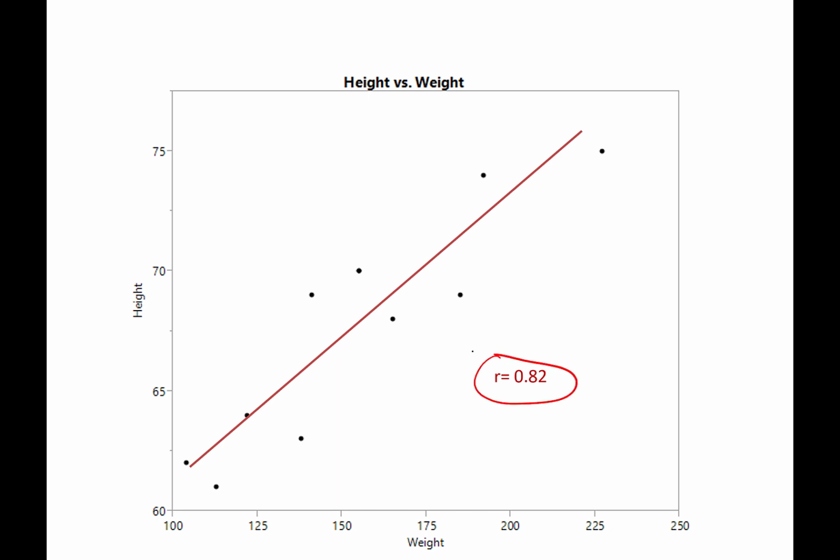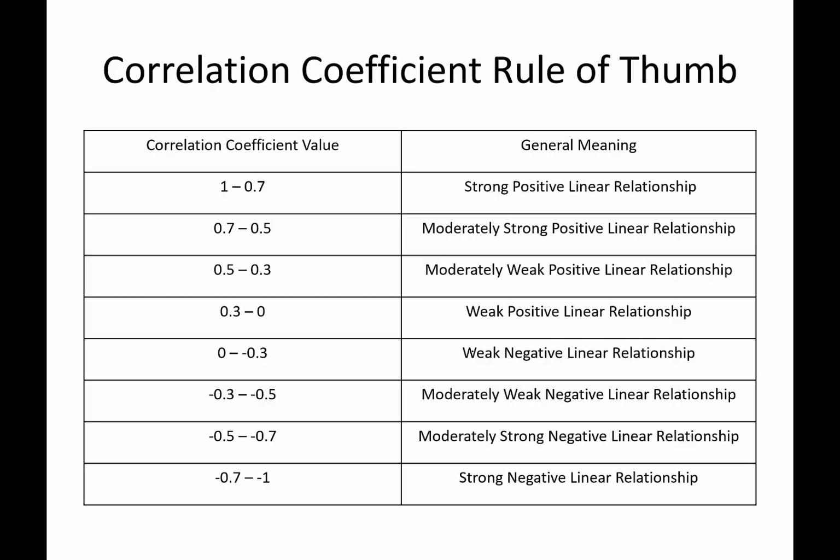Well, okay, what are we supposed to do with that number? Yeah, we're quantifying this linear relationship, but now what? We can use this number to give us a general guideline of that linear relationship. And so for us, there's going to be 4 categories of strength.